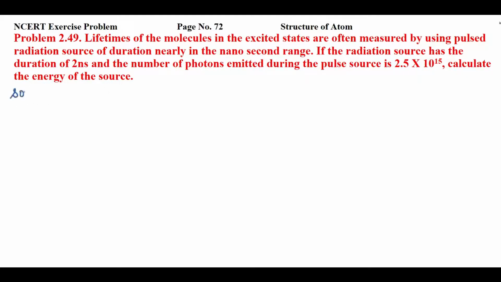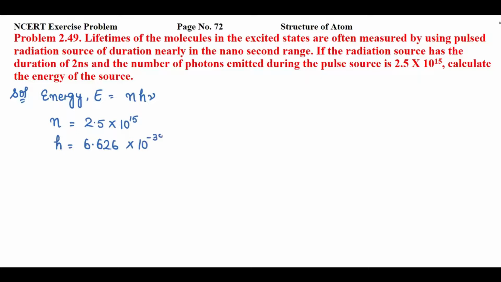So to calculate the energy of the source, we'll use the formula energy E equal to N H nu, right? Now N is number of photons and its value is given in the question, that is 2.5 into 10 raised to power 15, right? H is Planck's constant, 6.626 into 10 raised to power minus 34 joule second, right? Now we have to find the value of frequency. That means we have to find nu over here, right?